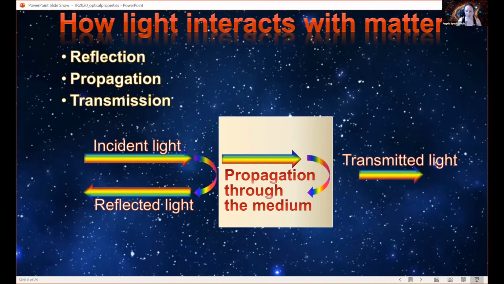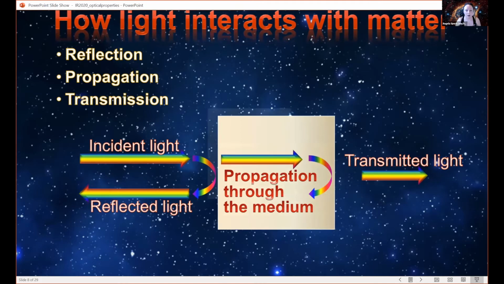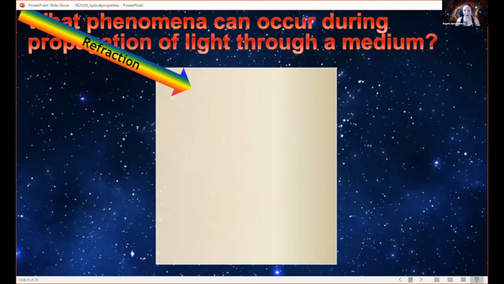Okay. This is just the basic setup. This is true whether we're talking about a huge cloud of dust out in space or whether we're talking about a pane of glass, right? This is what we're looking at. So what's actually happening as the light goes through there?